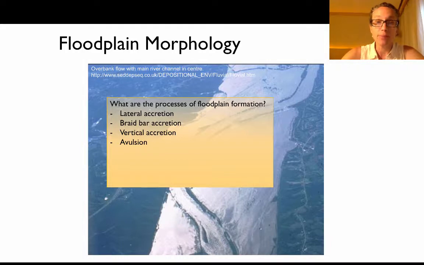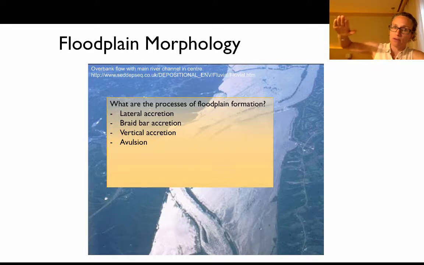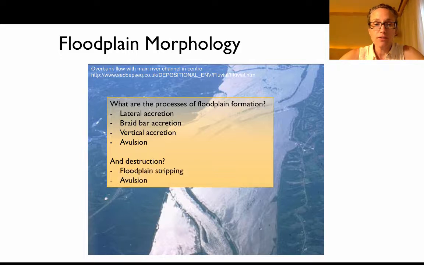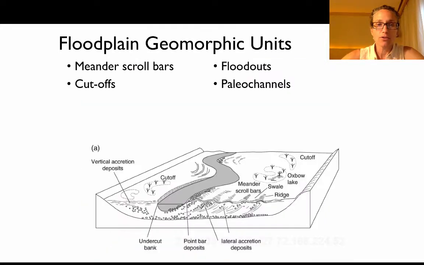Well, we have to have some sort of deposition, right, which is what we call accretion. And that accretion can occur on the edges of the channel, it can occur on braid bars, and it can occur vertically on the floodplain. So vertical accretion is just deposition on the flat surface of the floodplain, which makes the floodplain go up vertically. Or we can have an avulsion of the channel onto the floodplain. And destruction of the floodplain can occur from floodplain stripping, which is just erosion of the floodplain, or channel avulsion can also cause erosion.